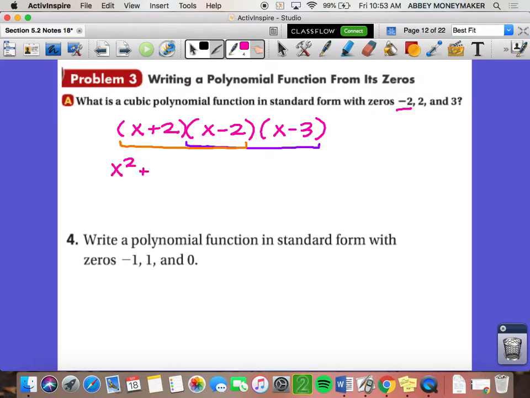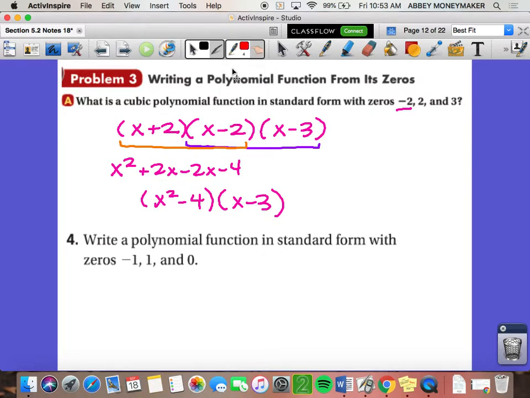X squared plus 2x minus 2x and then minus 4. That gives me x squared minus 4 times x minus 3. Do y'all remember the difference of two squares from last module? Like if it factored to x plus 2 and x minus 2, that came from x squared minus 4? There's the connection. So if that ever happens, you know that that's the difference of two squares.